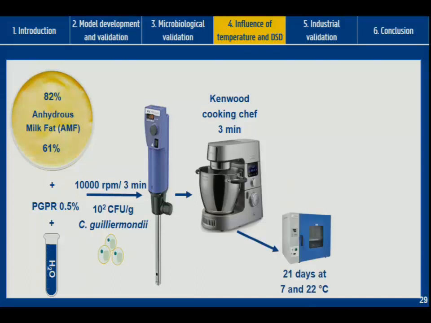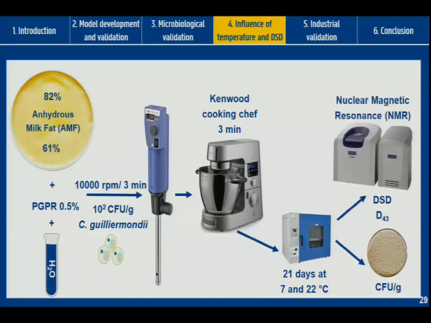And then we placed our butter for 21 days at 7 and 22 degrees and sampled for microbiological growth, but also for changes in DSD, water droplet size distribution, and D43, volume weighted mean diameter, which is the average diameter of the droplets inside the emulsion. The last two were investigated using nuclear magnetic resonance, or NMR.